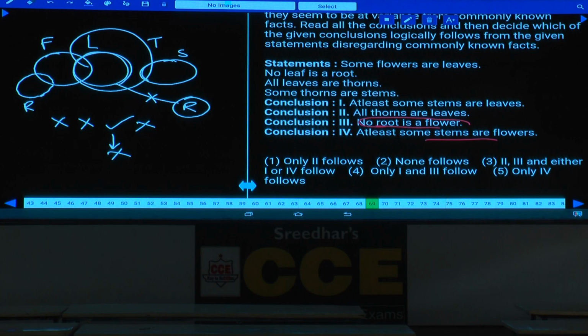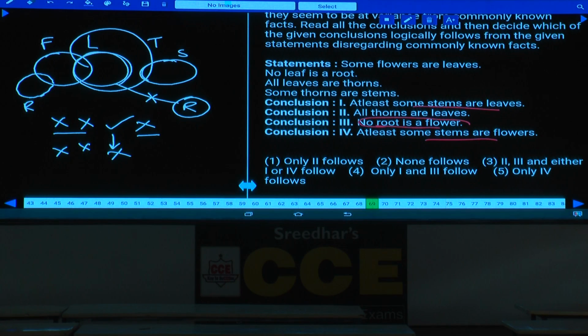This will be false. As this became false, now we need to check the previous affirmative conclusions, whether any affirmative conclusion has become true or not. Now the first one, some stems are leaves. Now also that has become false. Second one, all thorns are leaves. Now also that has become false.